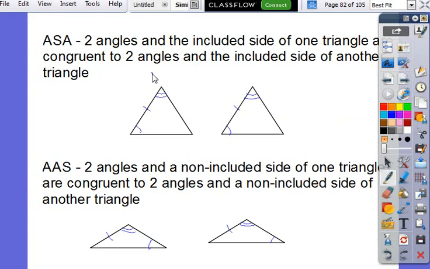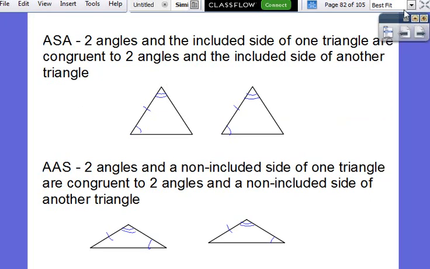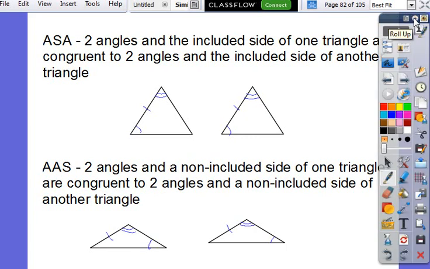All right, the next two rules are angle, side, angle, and then angle, angle, side. What is the difference in these two? What does it look like? Somebody tell me. Where is the side on angle, side, angle? In between the two angles. Where is the side on angle, angle, side? It's away from it. It's not in between the two.